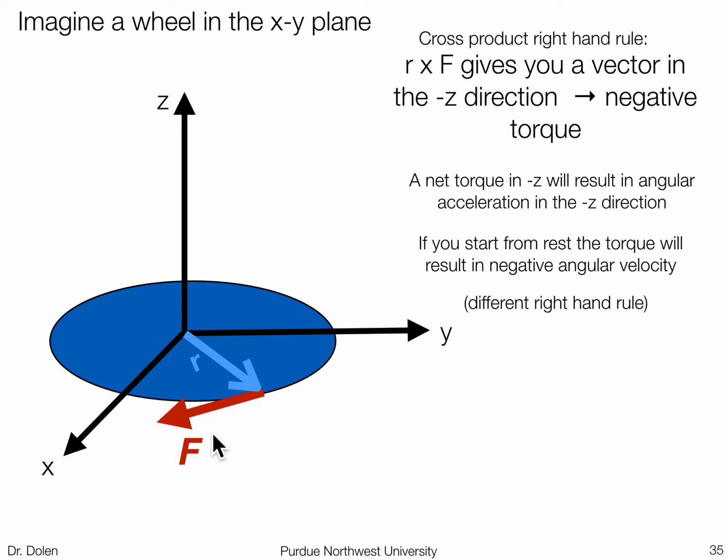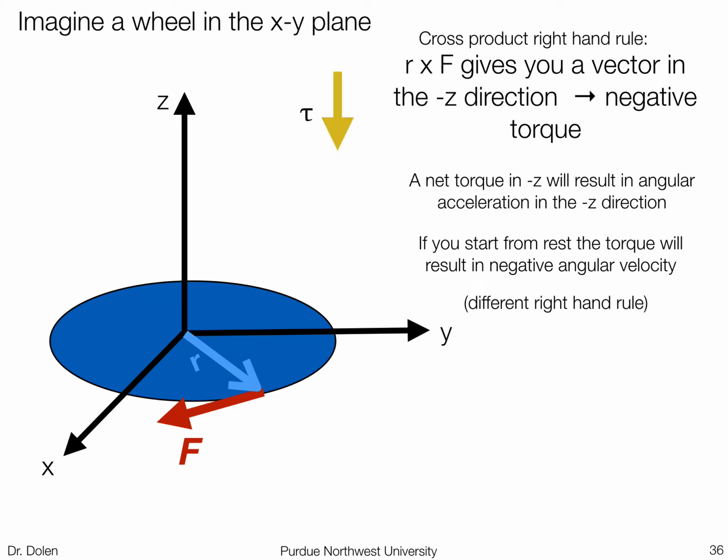We can also check that we're going to get negative angular velocity by, again, using a different right-hand rule. Curl your fingers along the direction the wheel is now spinning. It was initially not spinning. Now it's going to be spinning in this direction after you apply this torque. Curl your hand in that direction, and your thumb is going to point down, again in the negative z. So this net negative torque is causing negative acceleration, and therefore it's going to result in negative angular velocity.